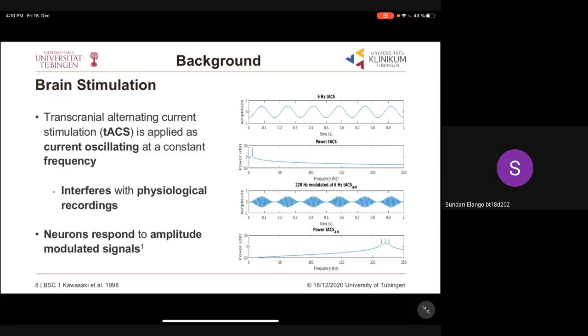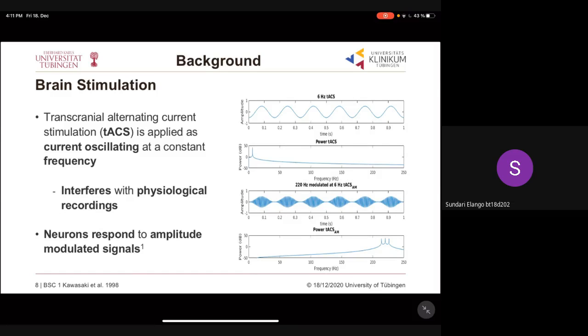Now the problem is, because the artifact of the stimulation signal is concentrated at the 6 hertz frequency, it is not really possible to see what's happening there physiologically. It causes a large interference in the EEG signals and also in the MEG signals. To overcome this problem, we used a high frequency carrier wave and modulated the amplitude of that wave at a lower frequency of interest. In this case, the frequency of the carrier wave is 220 hertz, and this was modulated at a lower frequency of 6 hertz.